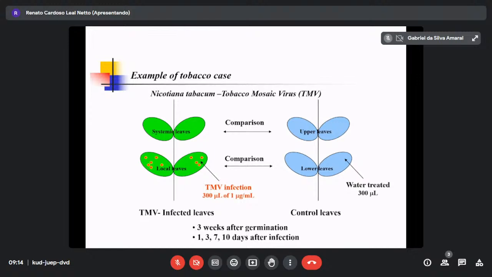Now, when you look at this data, if you compare this one to this one, for example, it's changed. As I mentioned, this one is young leaves, this one is older leaves. We don't know whether this is because of age or because of infection. So this one must be here, this one must be here. This is a very important point.